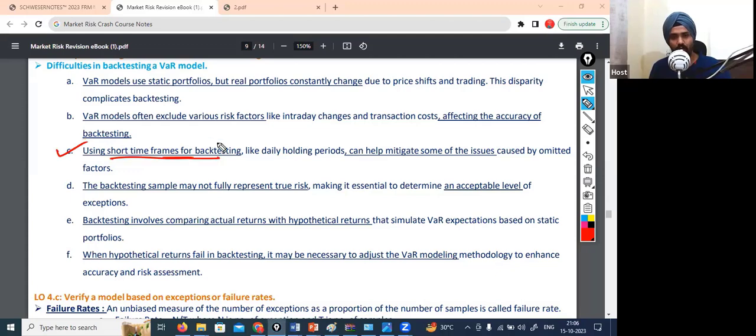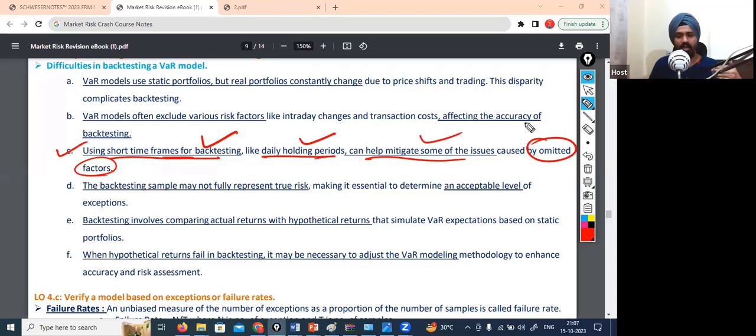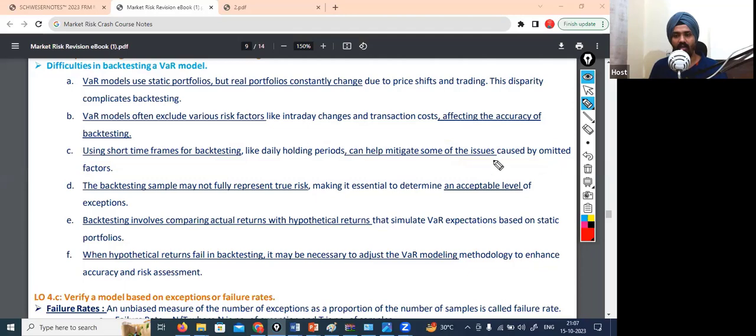Using short time frames for backtesting, like daily holding periods, can help mitigate some of the issues caused by omitted factors. When you use it for daily, the reason is very simple. If VaR has been exceeded on a specific day, then you can tackle that particular problem right then and there, without having to wait for a longer period of time. You can also have another parameter, known as VaR exceedance clustering. That means your VaR exceedances are clustered around a particular period, so you can catch hold of that and work upon it.